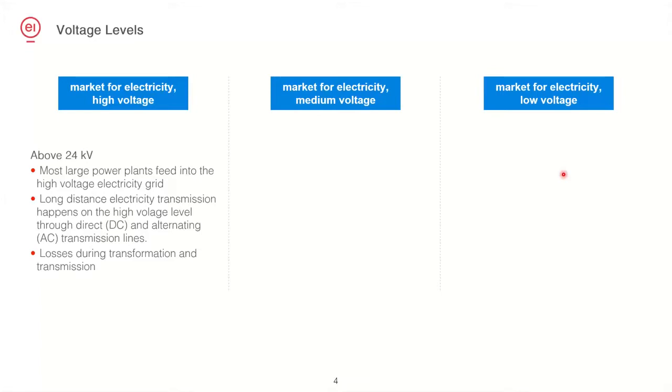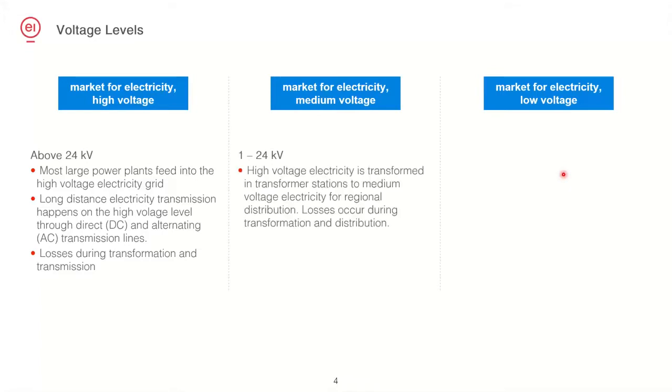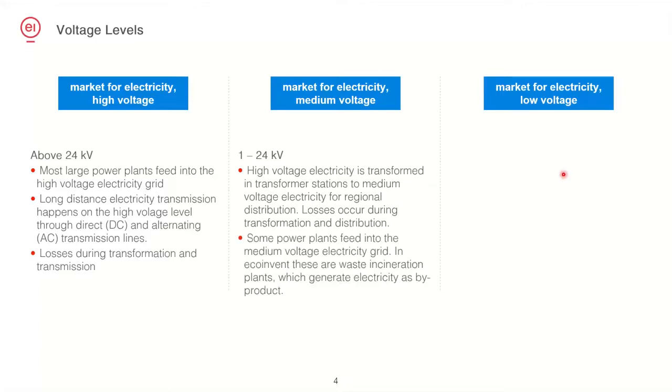The medium voltage level we define as a voltage between 1 and 24 kilovolts. There is electricity that is transformed from the high voltage to the medium voltage, which also includes losses. And we have some power plants that feed the grid directly at this level, which, for example, are waste incineration plants.